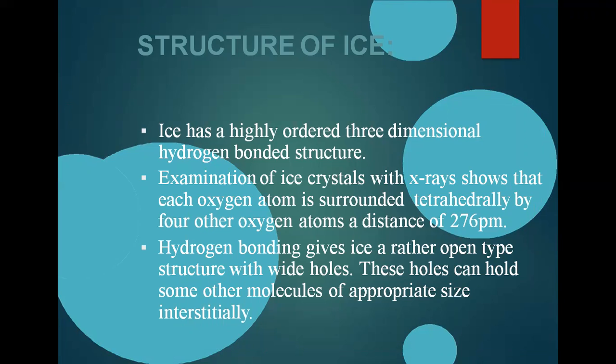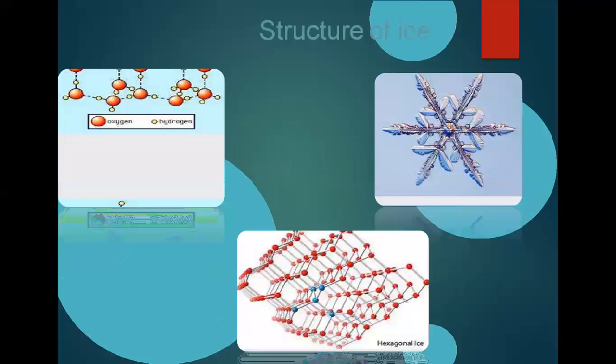Structure of ice. The solid form with the lowest density as compared to the liquid is ice. Ice has a highly ordered three-dimensional hydrogen bonded structure. Examination of ice crystal with X-rays shows that each oxygen atom is surrounded tetrahedrally by four other oxygen atoms at a distance of 276 picometer. The bond length between the molecules of water is this. So hydrogen bonding gives ice a rather open type of structure with wide holes. These holes can hold some other molecules of appropriate size interstitially. This is the structure of ice.